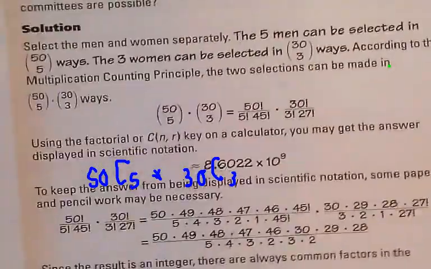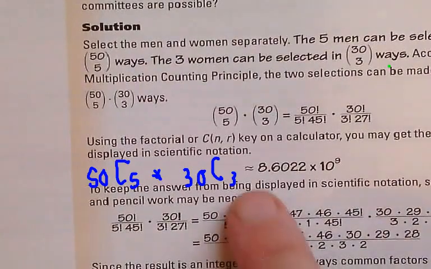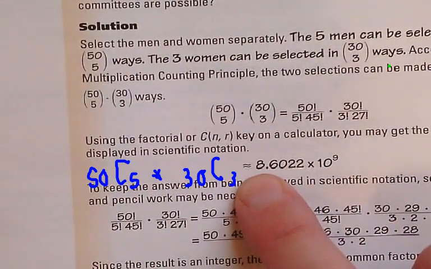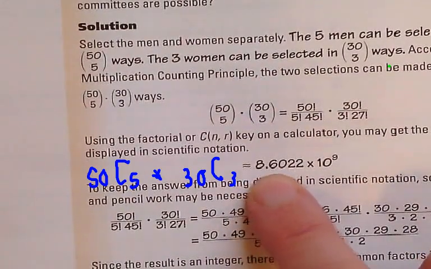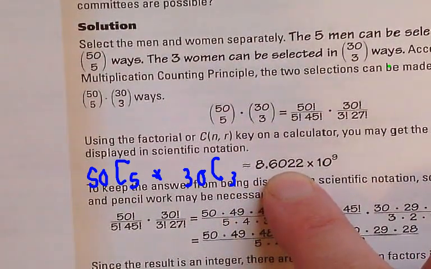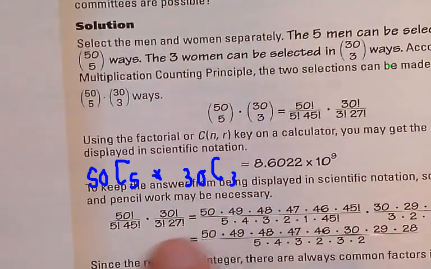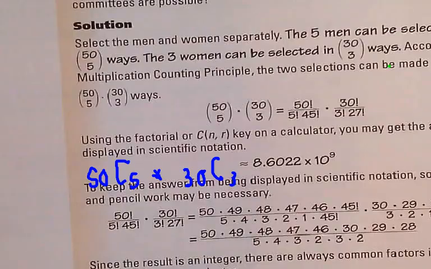And if you look at the answer that they came up with, this is 10 to the 9th power. That's 8 billion. 8,602,000,000, right? That's what that number is. Whenever you multiply it all out, that's what we came up with. Here it is written down here.